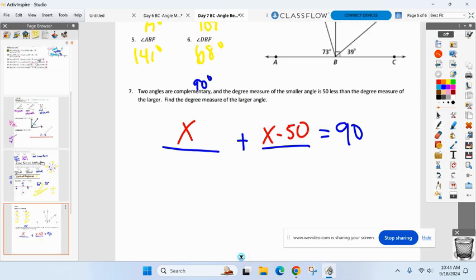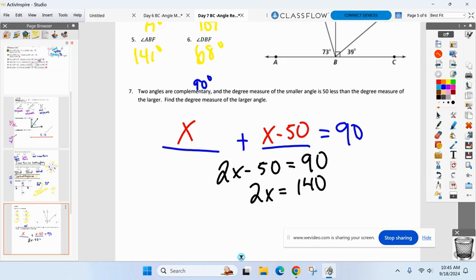All right, let's solve, see what we get. 2x minus 50 equals 90. Add your 50 over, you get 140. Divide by 2, x equals 70. Make sure we read the problem though. It's asking for the larger angle. Will 70 be the larger angle? Yes. I hope so, right? Because if it adds up to 90, the other one's 20. So the larger angle is 70.